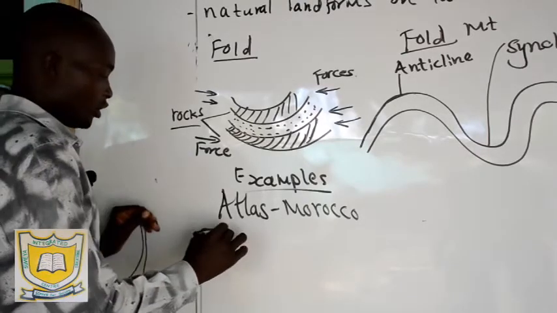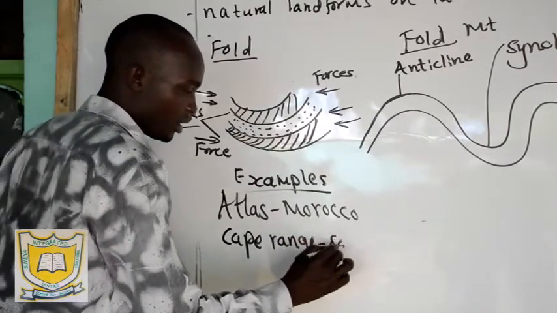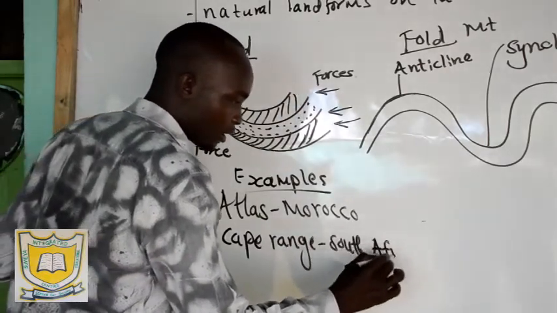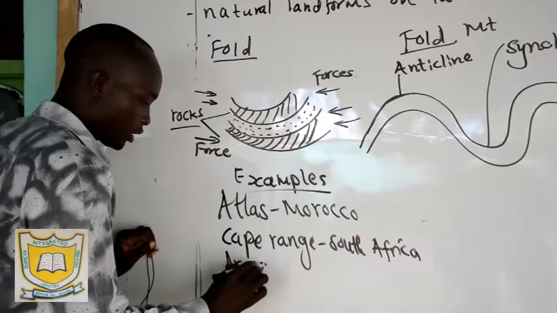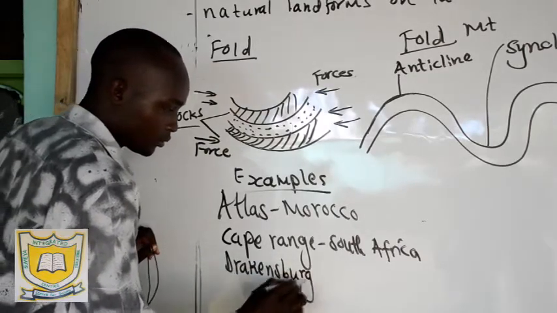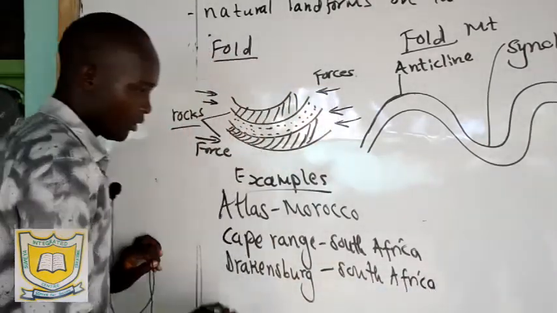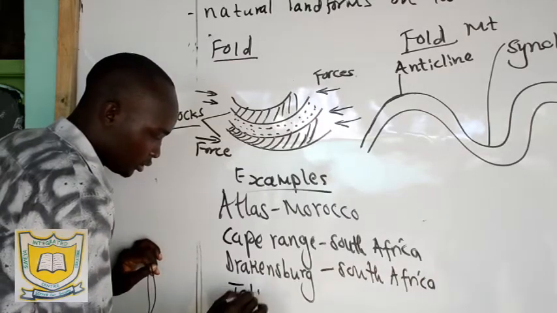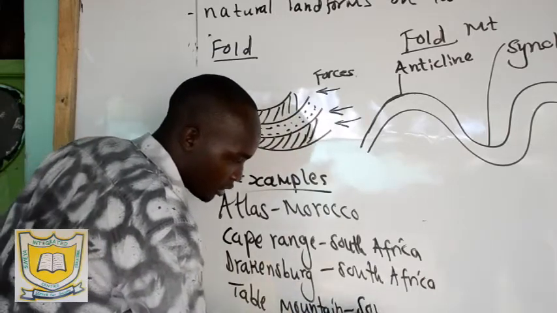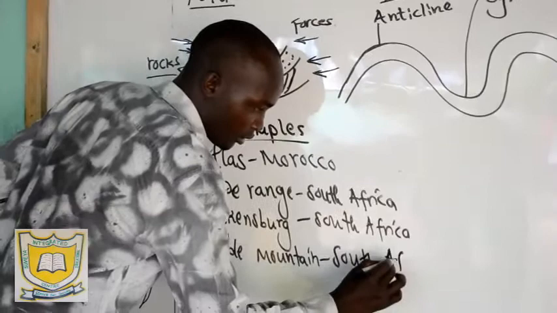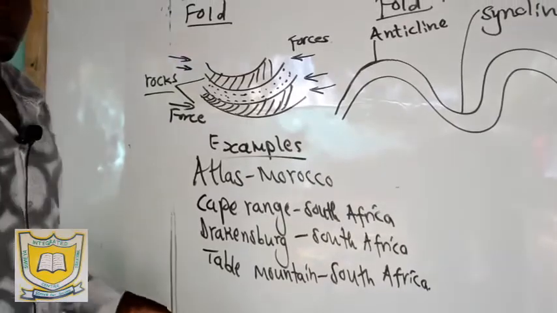And then we have another one called Cape Range. Cape Range is found in South Africa. And then we also have Drakensberg. Drakensberg is also found in South Africa. Then we have another one called Table Mountain. Table Mountain is also found in South Africa. So those are fold mountains in Africa.